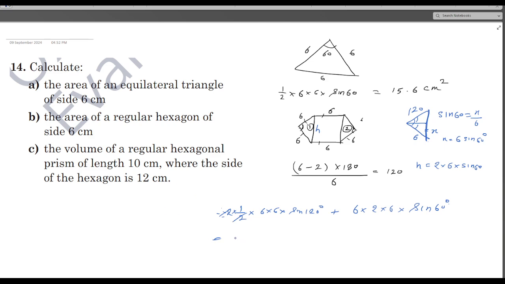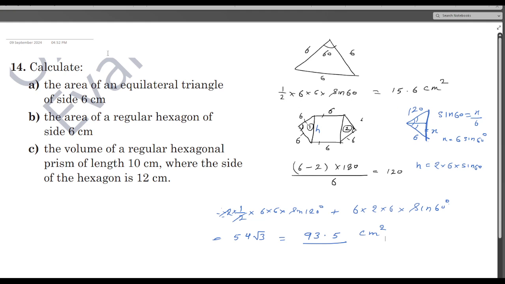So this gives you the result as 54 root 3, which is 93.53, that is 93.5 centimeter square. So the area of a regular hexagon, we can find by dividing the whole hexagon into triangles and one rectangle. If you know some better way, you can do it by that.